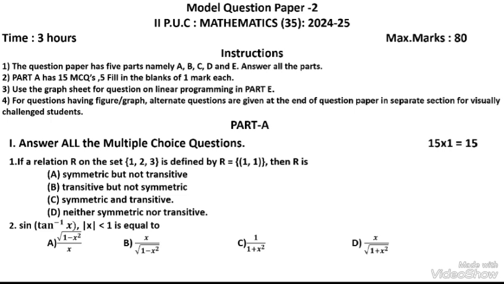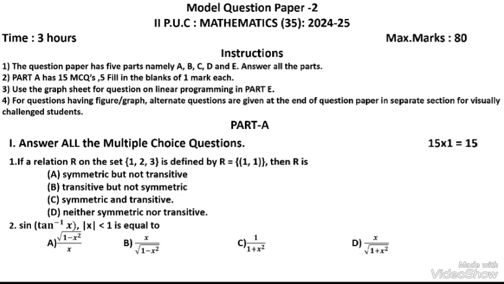In the first part, Part A has 15 multiple choice questions and 5 fill in the blanks, for 1 mark each. Part A contains 20 questions in total, and each question carries 1 mark. Next, use the graph sheet for the question on linear programming in Part E. We have to use the graph sheet only for the Part E question.